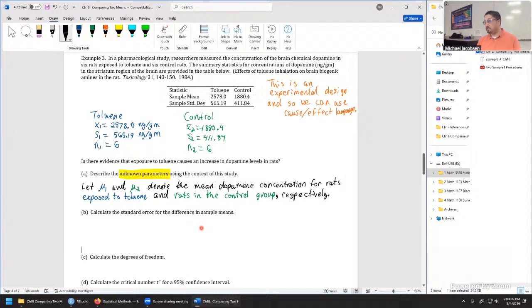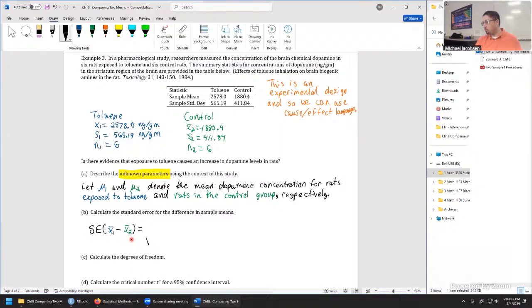Okay, at this point, it's a math problem. We have formulas we're ready to run with. We want first the standard error for the difference in sample means. So this entire wording right here is saying compute SE for x bar 1 minus x bar 2. Forgot the subscript on one of them. There we go. So that's what we mean by standard error for the difference of sample mean 1, sample mean 2.